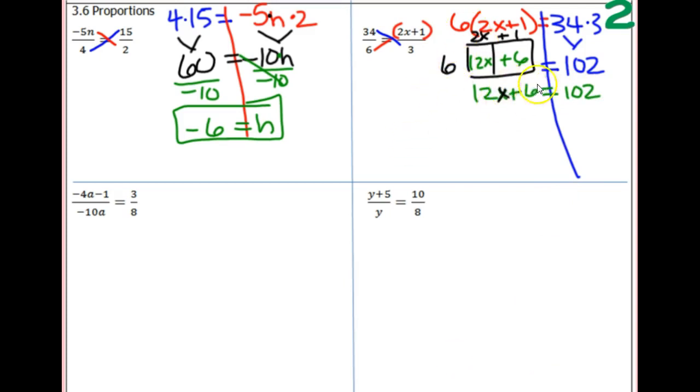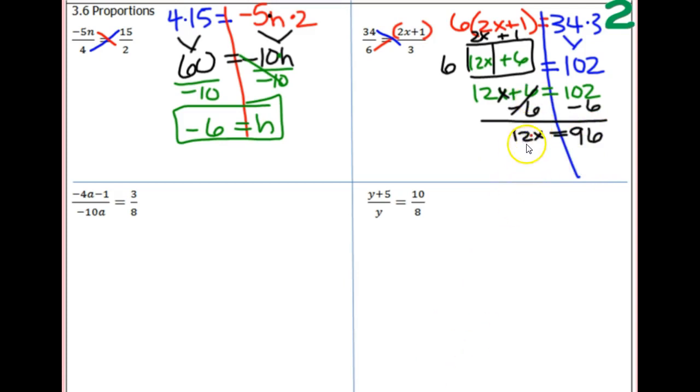Get rid of your addition or subtraction, just like we've been doing. Get rid of that positive 6. I'm going to subtract 6. 12x. And then if I subtract this, we can count backwards. It should give us 96.